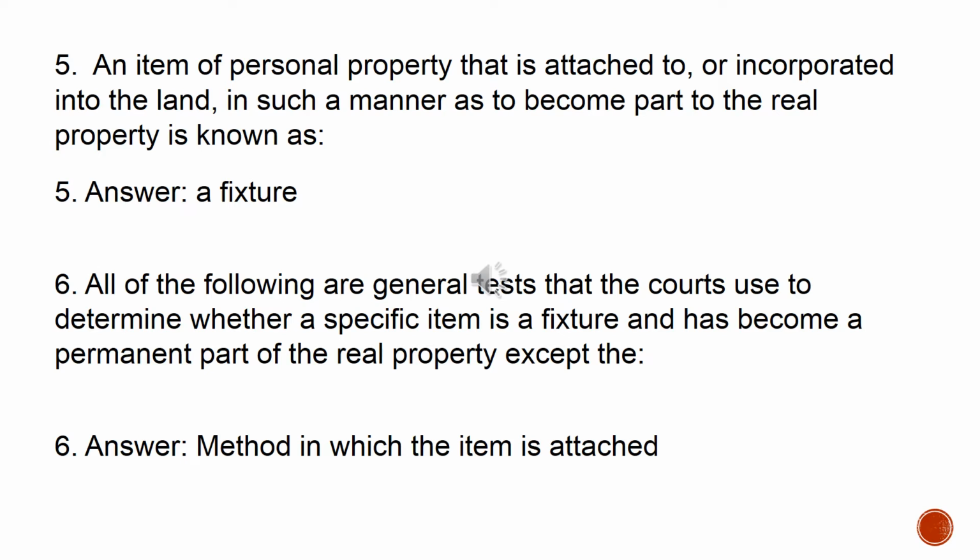Question number 5. An item of personal property that is attached to or incorporated into the land in such a manner as to become part of the real property is known as? Answer: a fixture. Question number 6. All of the following are general tests that the courts use to determine whether a specific item is a fixture and has become a permanent part of the real property except the? Answer: method in which the item is attached.